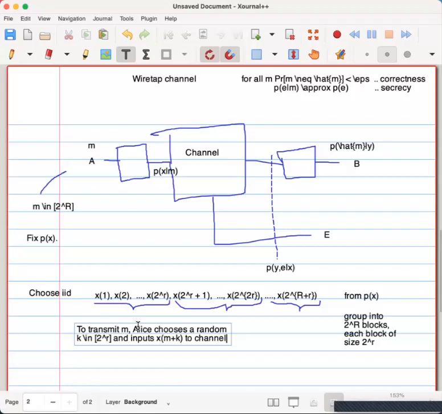So what am I saying? Let us say Alice wants to send the second message, M equal to 2. She'll choose a random code word from the second block. So to transmit M, Alice chooses a random code word from the mth block. A random code word from the mth block will have index m plus k, where k is randomly chosen from 1 to 2 to the little r.